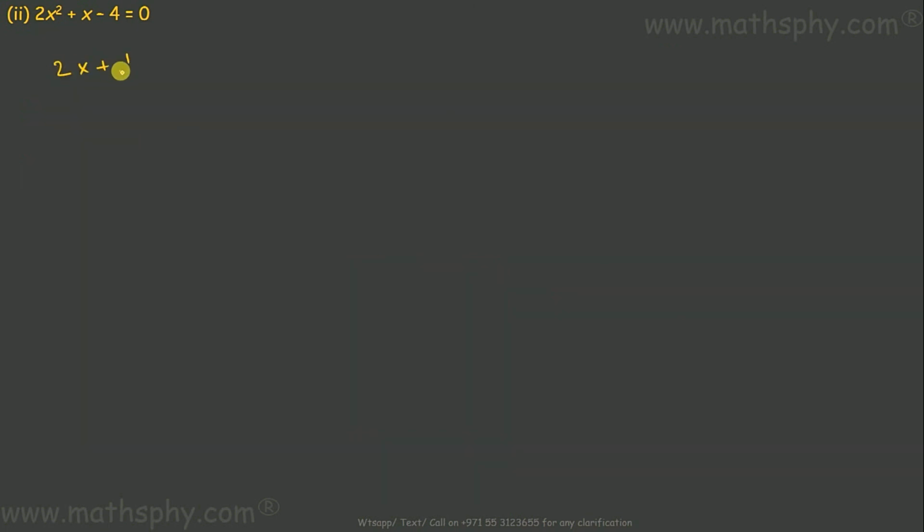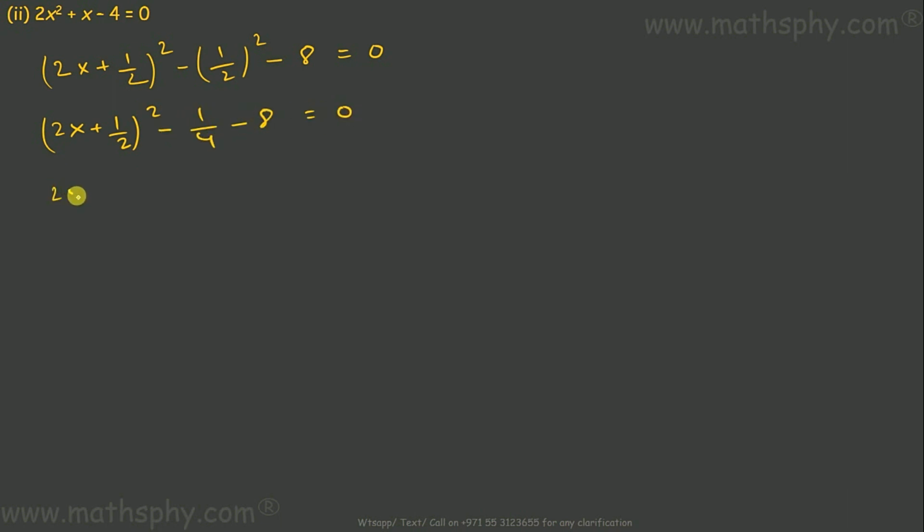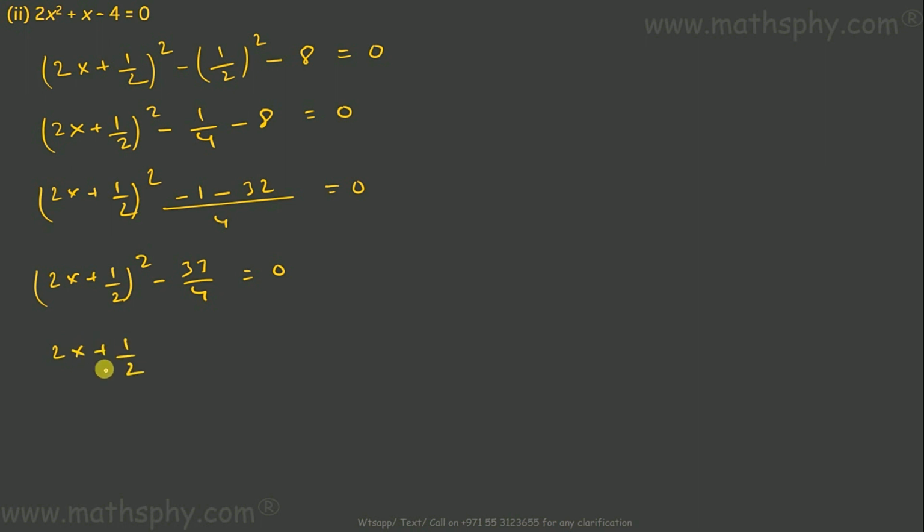2x plus 1 over 2 whole square minus 1 over 2 whole square minus 8 equals 0. This will be 2x plus 1 over 2 whole square minus 1 over 4 minus 8 equals 0. Whole square minus 32 equals 0. So 2x plus 1 over 2 whole square minus 33 over 4 equals 0. So this will be 2x plus 1 over 2 whole square equals 33 over 4.